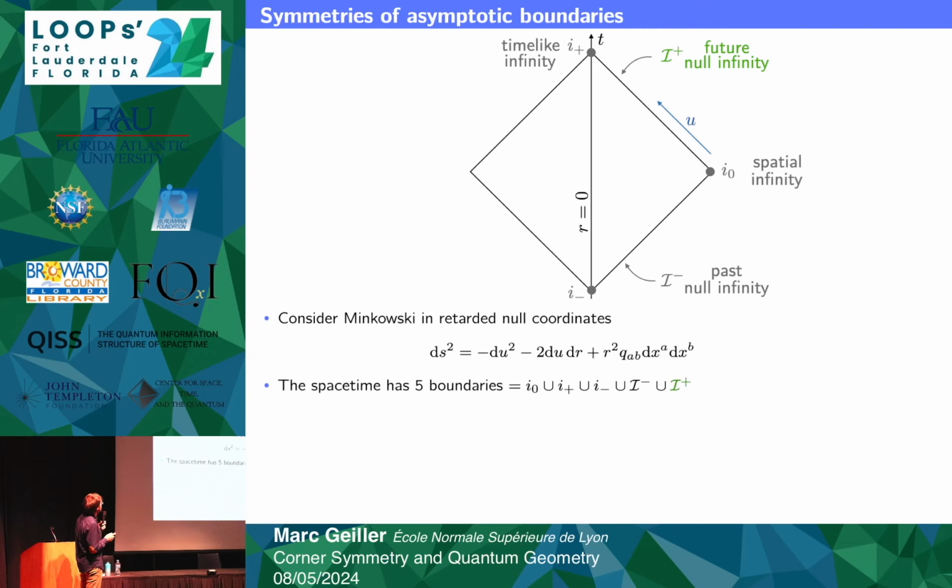This diagram has the spacetime with 5 boundaries. The boundary which is nicely resolved here is scri plus. I will focus on scri plus, not scri minus, so future null infinity.